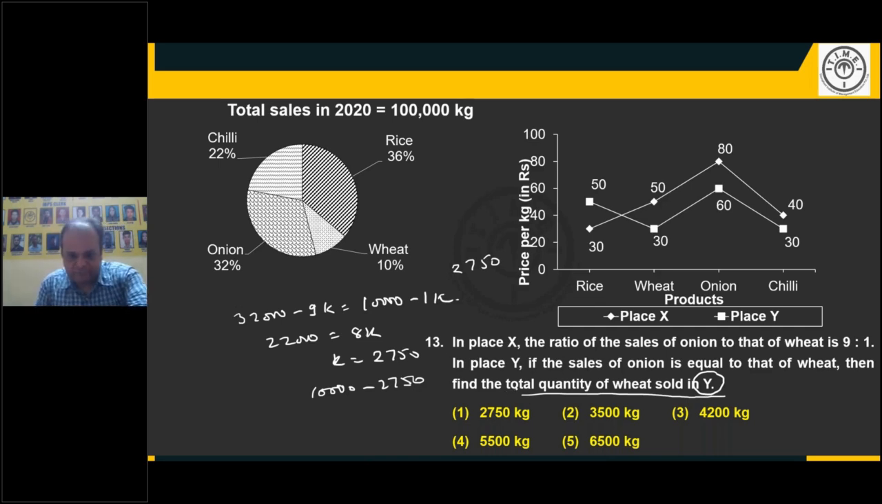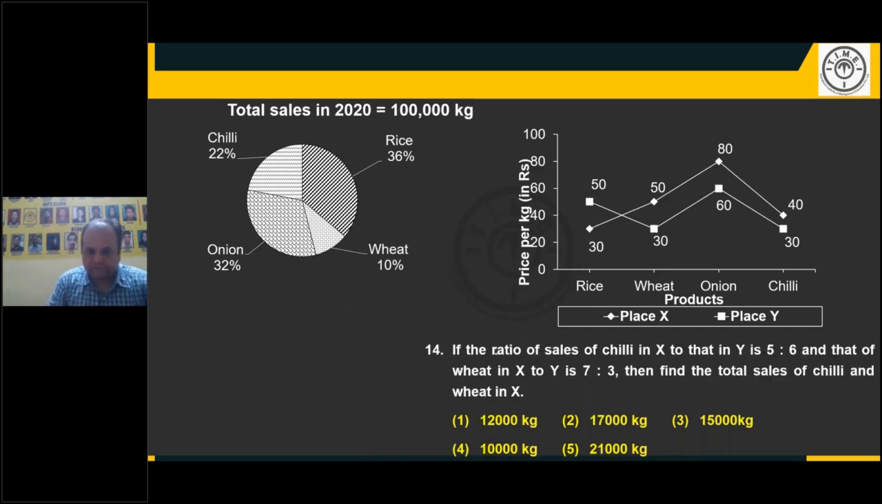All right. Let's move to the next one. Please try this. If the ratio of sales of chili in X to that of Y is 5:6 and that of wheat in X to Y is 7:3, then find the total sales of chili and wheat in X.